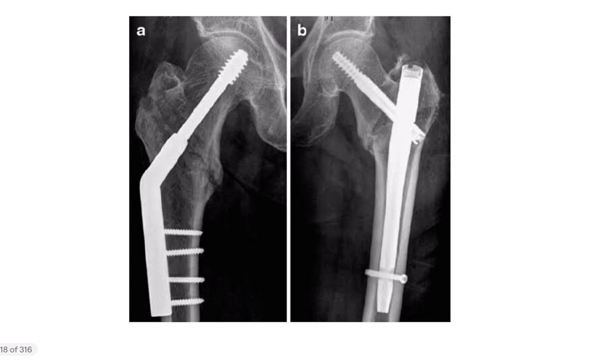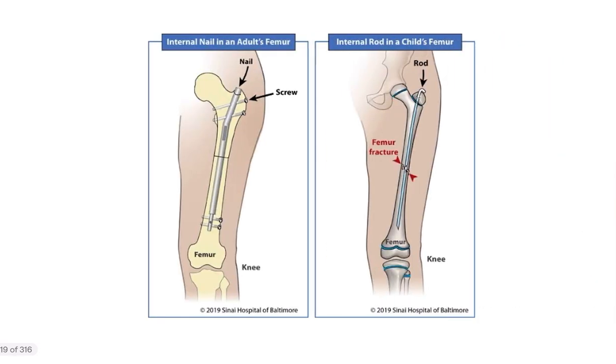In this picture we can see the dynamic hip screw. Here we can see the IM nail also. In the femur, you can see this is the nail and it is going into the shaft of the femur. And in this picture also, we can see the intramedullary nail.